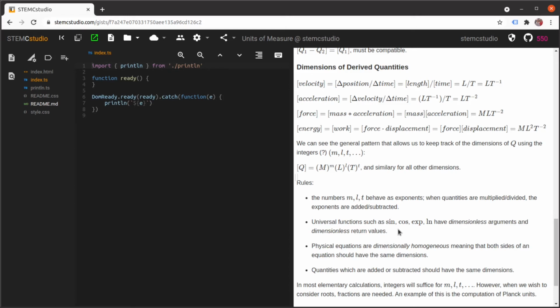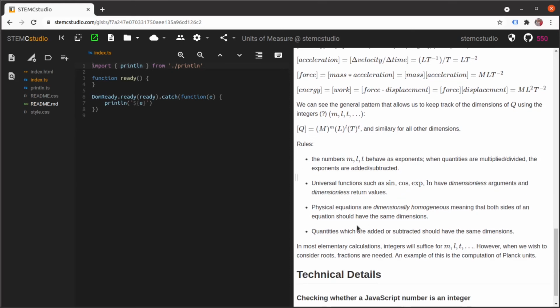It should be noted that universal functions like sine, cosine, exponential, I call them universal because we can actually apply these to more than just the real numbers, have arguments which must be dimensionless, and they return dimensionless values. I've already noted before that physical equations must be dimensionally homogeneous. That's the way that you check an equation to make sure that it's correct. And I've already said that quantities which are added or subtracted must have the same dimensions. They must be compatible.